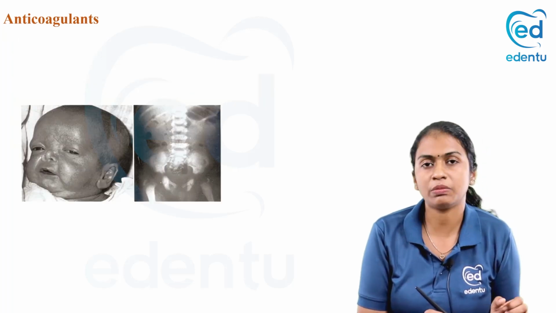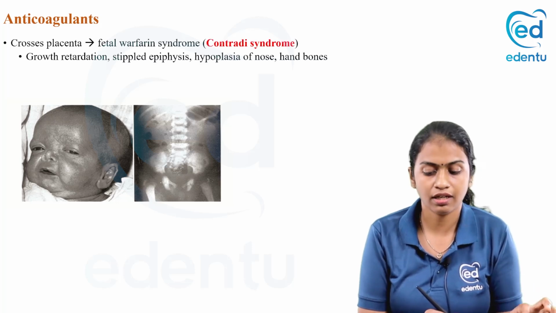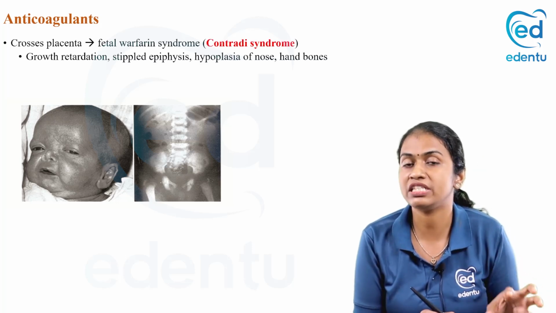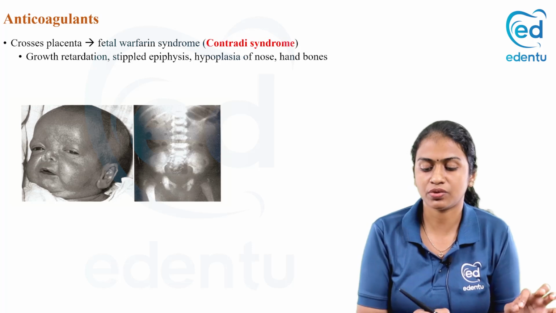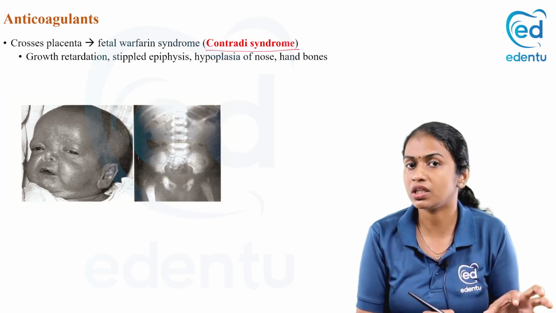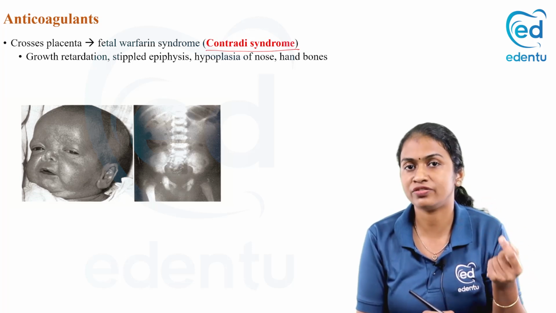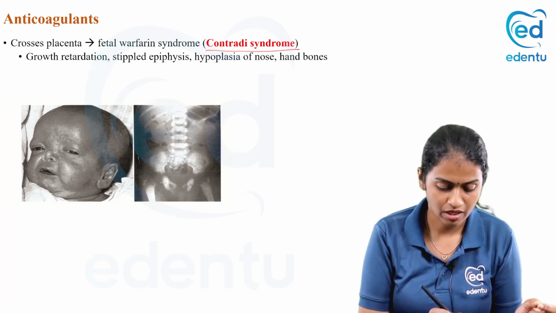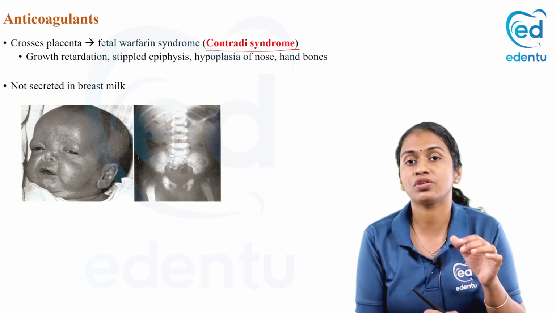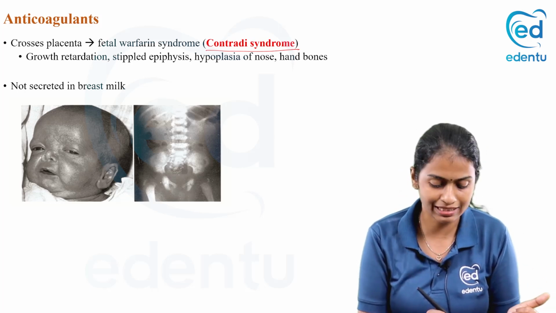Now, if a pregnant woman takes warfarin, what happens? It can cross the placenta and can cause something known as fetal warfarin syndrome, otherwise known as Conradi syndrome. That will manifest as growth retardation, stippled epiphysis, and hypoplasia of nose and hand bones, because of which it should not be given. But it is not secreted in milk, so it can be used in lactating mothers.